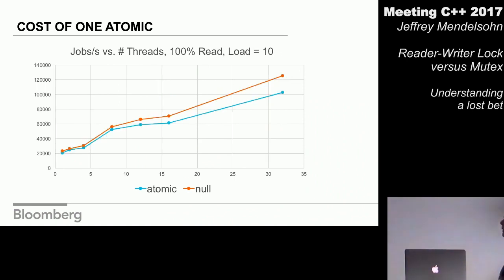So again, on an all-read workload, with a short hold time, about a tenth of that, about 30 math operations, we see the performance of the atomic lagging behind. Doing an atomic read versus doing nothing now has an apparent cost, about 20% at the extreme. But it's still scaling nicely. Still, as I add threads, I get more work done.